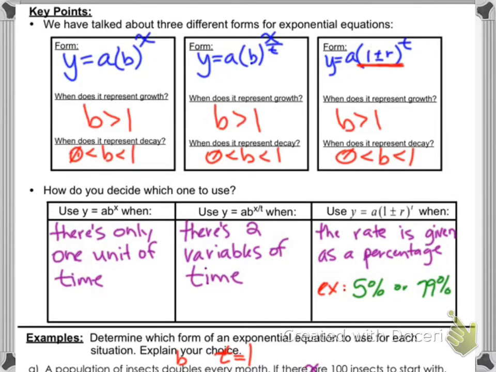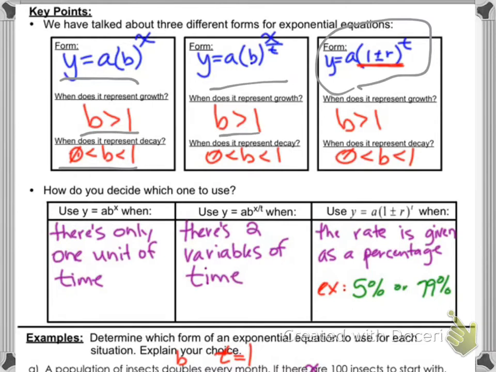We have talked about 3 different forms of exponential functions. Now, we talked about this one. We've done some word problems with it, but it's pretty much the same thing as this next one over here. When does it represent growth? When b is greater than 1. When does it represent decay? When b is between 0 and 1. X over t. Same thing. You just have multiple representations of variables.